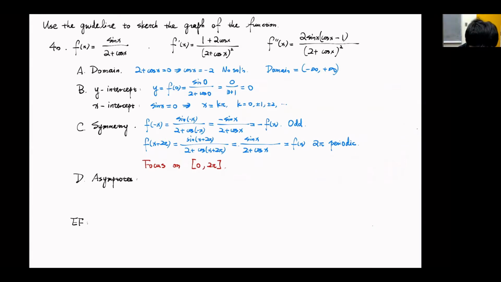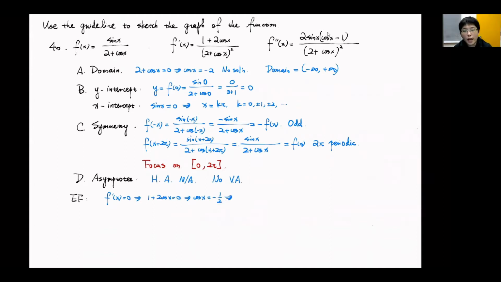Okay, so let's look at the asymptote. Since we are focusing on a finite interval, the horizontal asymptote is not applicable in this situation. And for vertical asymptote, because the function is defined everywhere, we can conclude that there's no vertical asymptote. So this part is done. Now let's look at the derivative. If we let f prime of x equal 0, this means 1 plus 2 cosine of x equals 0. So this will tell me that cosine of x equals minus 1/2.